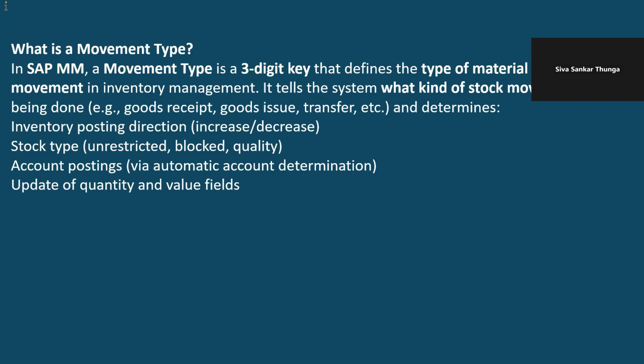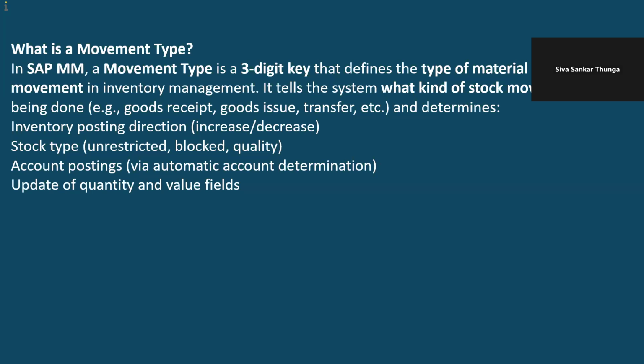Now this is very important. What is a movement type? A movement type is a three-digit key that defines the type of material movement in inventory management. This movement type will be recorded only for materials. So remember, the movement type is not recorded for services, but only for materials. When we receive the material from the vendor, the warehouse clerk in SAP performs the goods receipt with a movement type, for example, 101. 101 is the movement type used for recording the GRN, that is, receipt of the material from the vendor. This is very important. You need to remember.